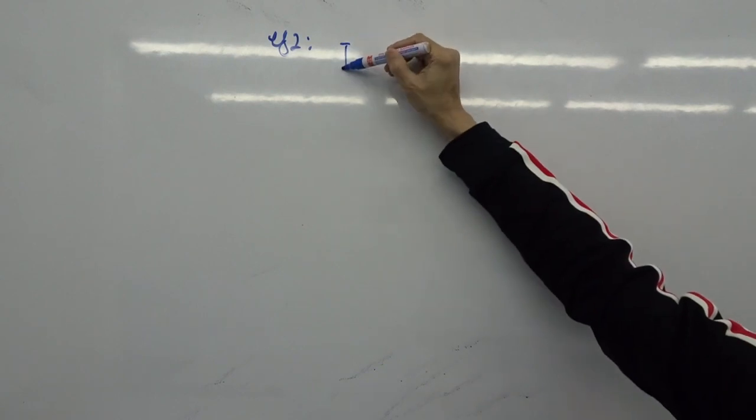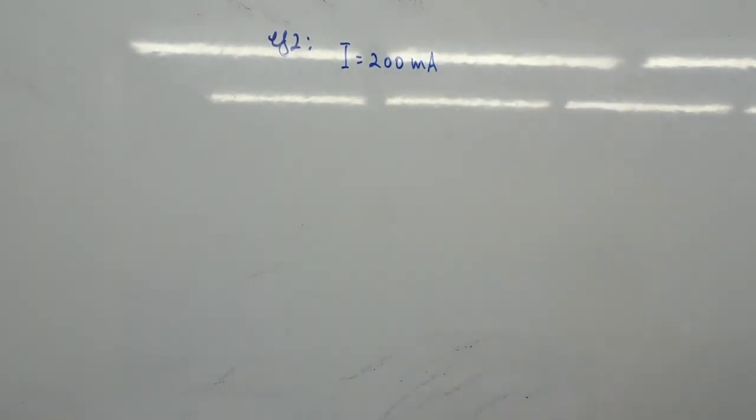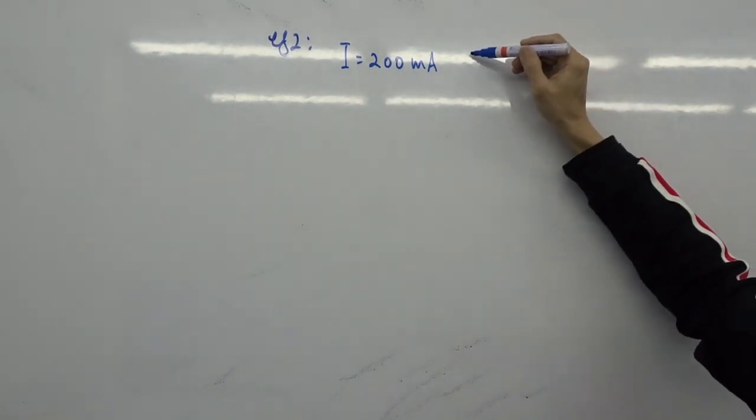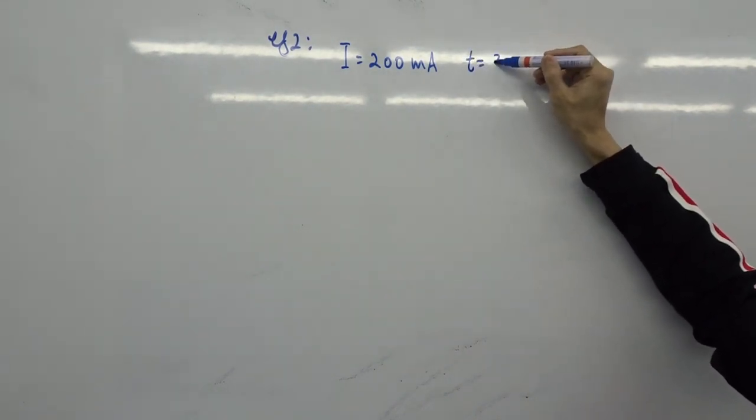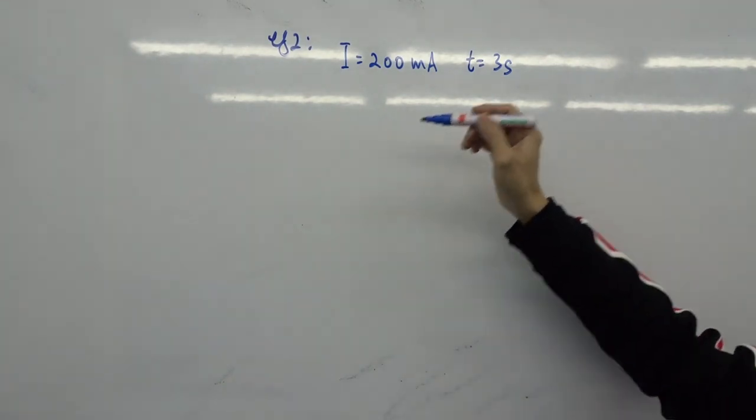Okay, ready? Look at example number two. An electric current of 200 milliampere, so the I is equal to 200 milliampere, flow through a resistor for 3 seconds. So 3 seconds is time equal to 3 seconds. What is the electric charge they ask for?